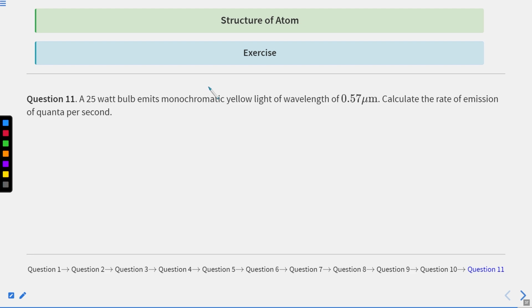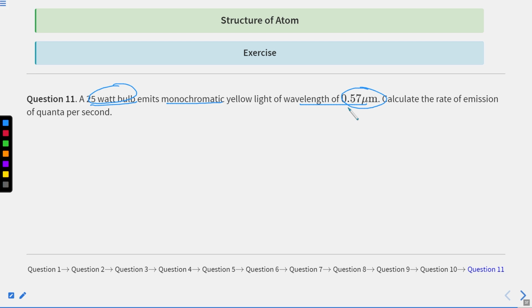Next, a 25 watt bulb emits monochromatic light of wavelength 0.57 micrometer. Okay. So this is the value of 25 watt. Watt is nothing but work or energy released per second. And this is the wavelength of that light. So calculate the rate of emission of quanta per second.